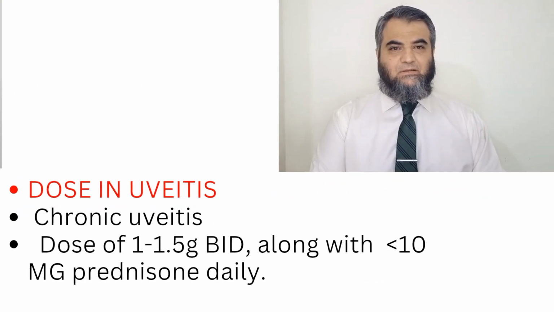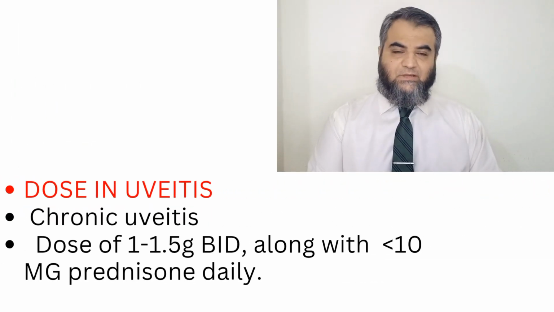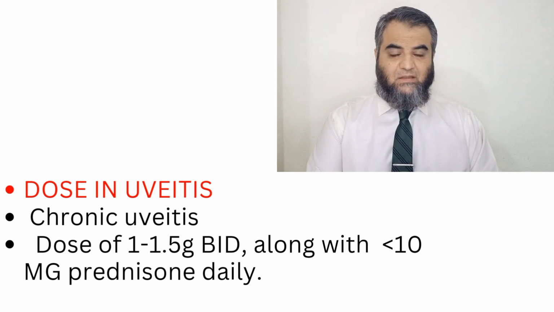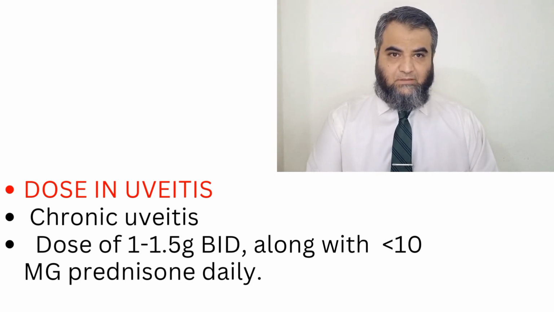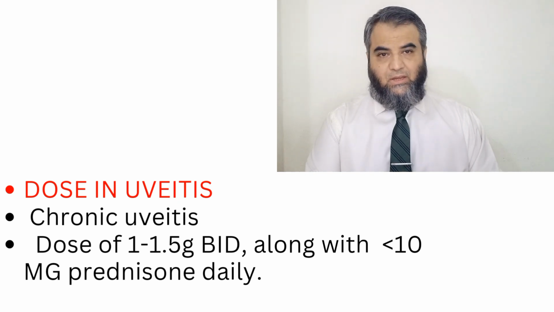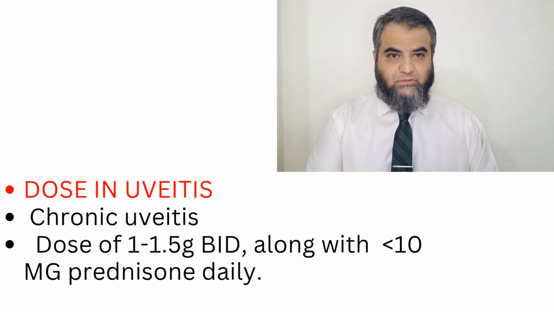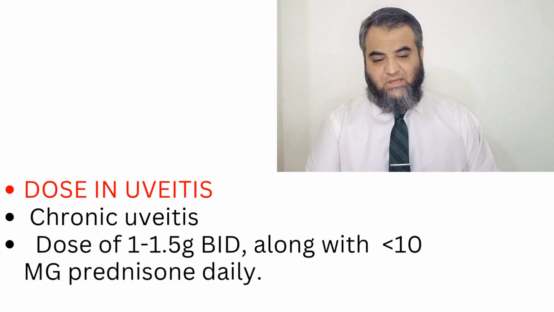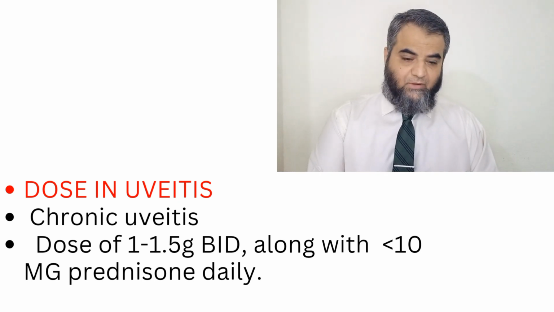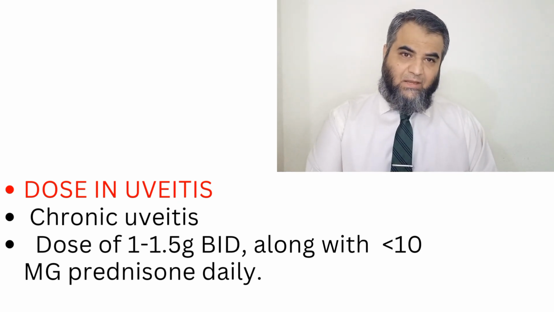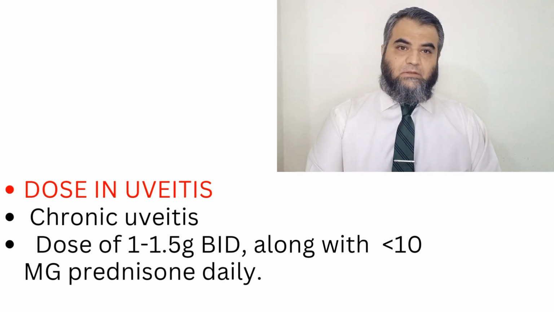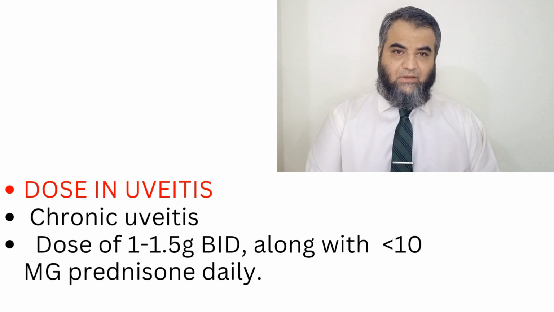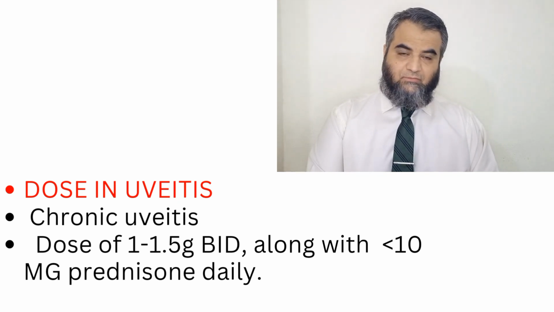Basically, this medicine was initially used as an immunosuppressant in kidney and liver transplants, but it was found very effective in ocular immunology, and now it is quite frequently used. Its dosage can range from 1 to 1.5 grams 12 hourly, along with oral steroids. So it is very effective in controlling different non-infectious ocular inflammatory conditions.